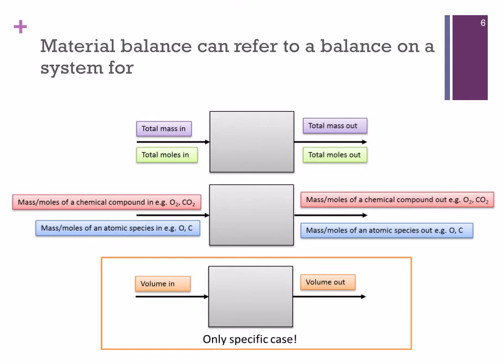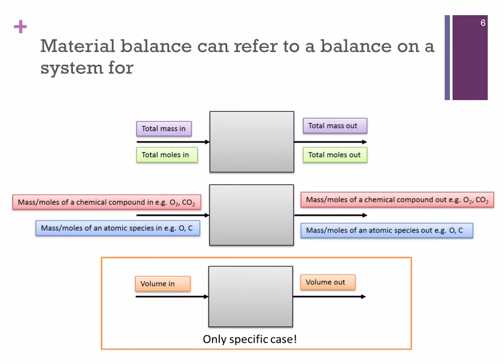The next material balance you can do is we can use atomic species. This atomic species balance is only applied for reactive species. So later on you will learn how to do the balance using atomic species.